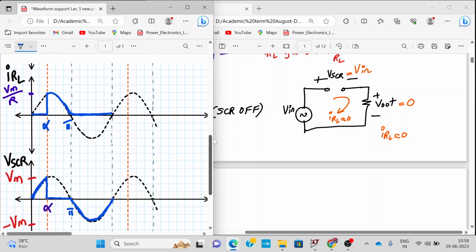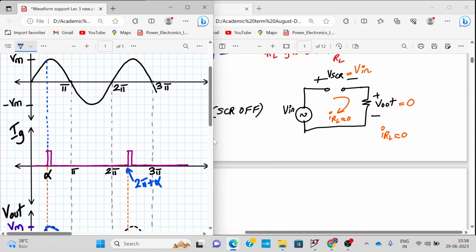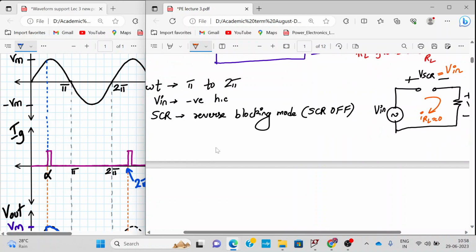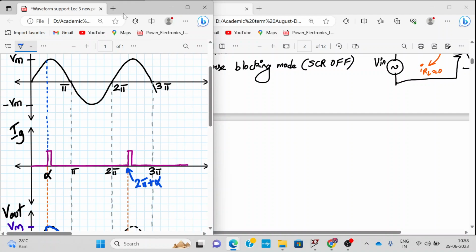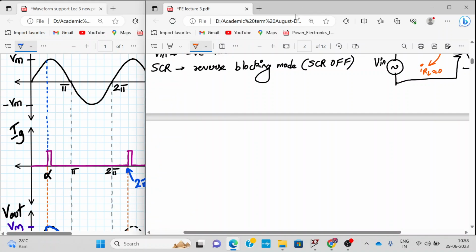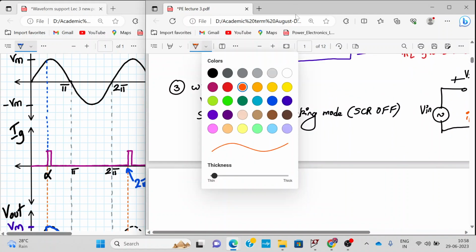Alright. So this is what happens from pi to 2 pi. Now let's see what happens from 2 pi to 2 pi plus alpha, until the next trigger pulse is applied. So let's just see now in the next case. This is the fourth one.